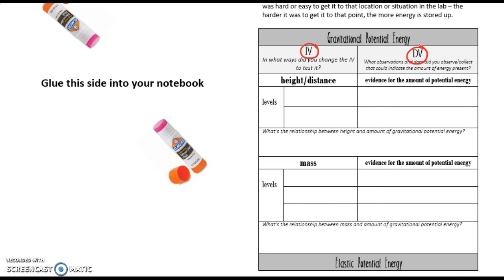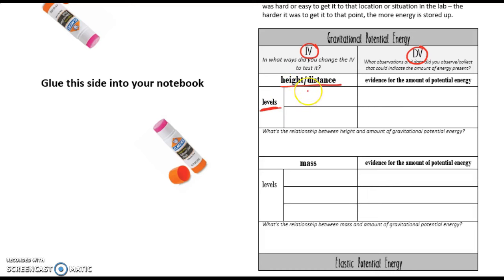energy present. So we're not going to actually measure the amount of potential energy, but we're going to look for things that can help show us if there was potential energy, a certain amount or not, and compare it to a different IV level. So we talked about levels earlier this year, and in this case our IV is height and distance, so our level is going to be the different ways that we change our height and distance.